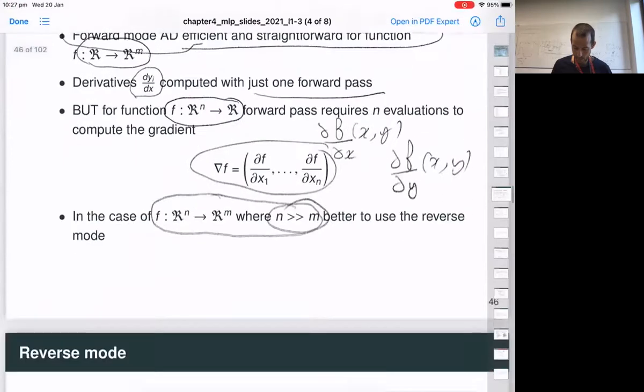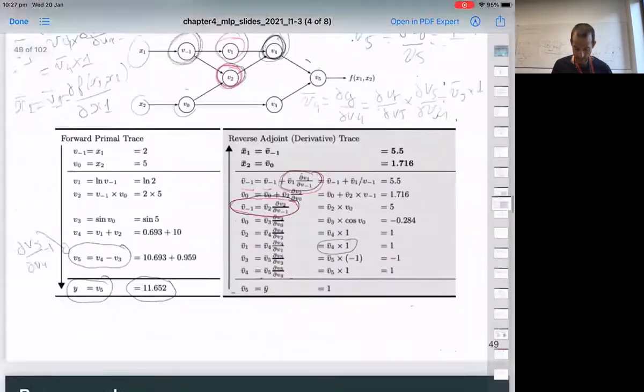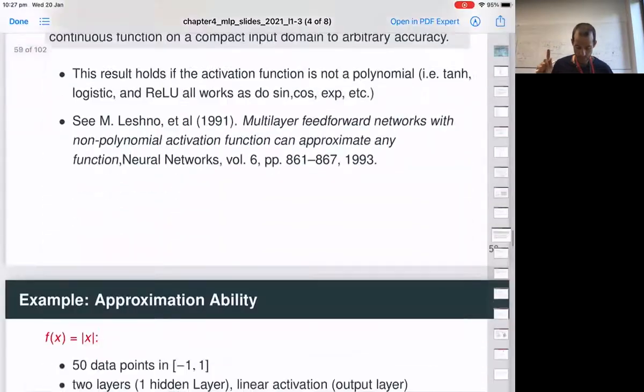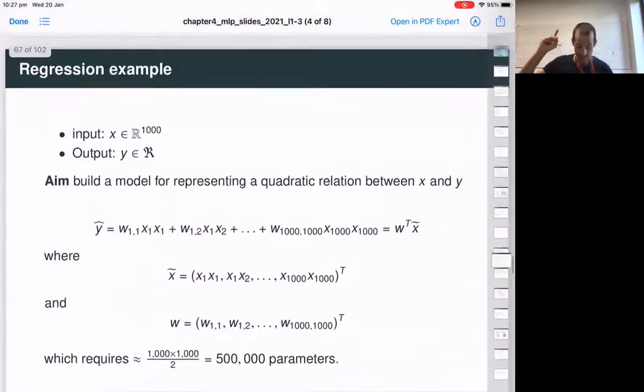And now, the second point, sorry for this, I come back. This is a very important, very good point.